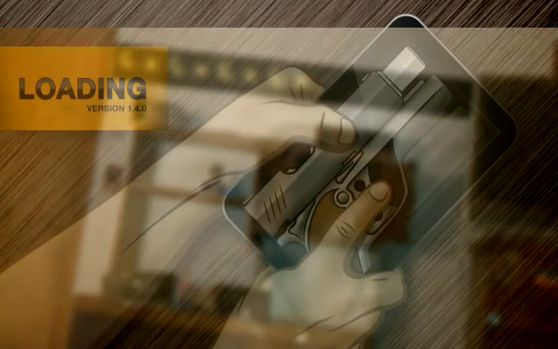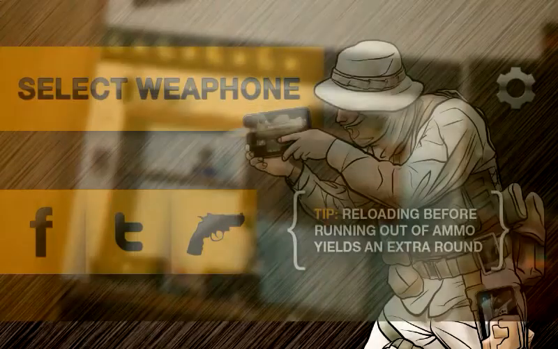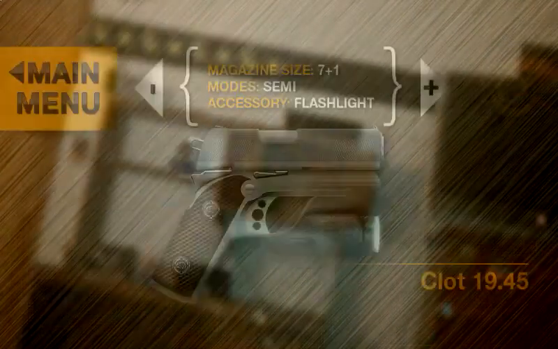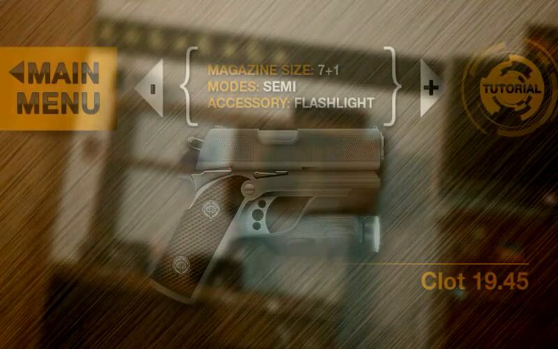See, it's loading version 1.4.0. And you can go select something. I'm just going to select a random weapon. I know how to use it. I'm just going to hit the weapon, and the sound's going to work. Everything works. Look at that.